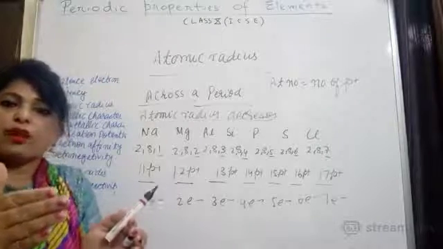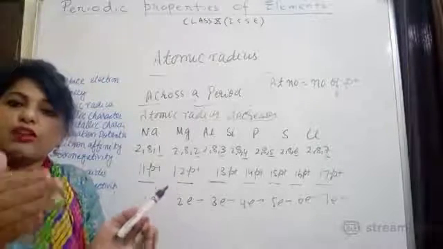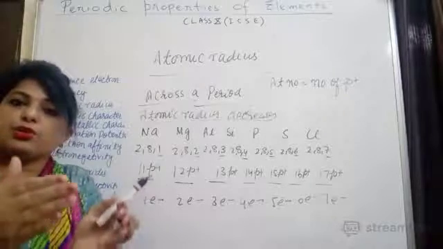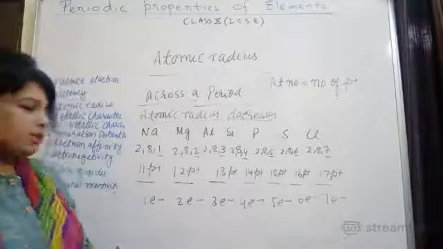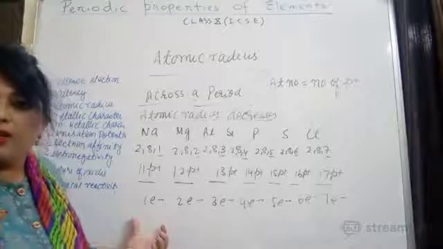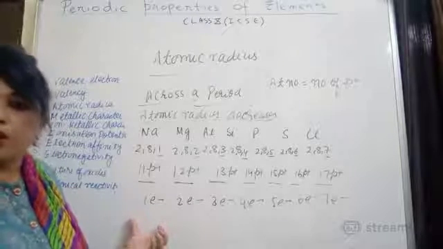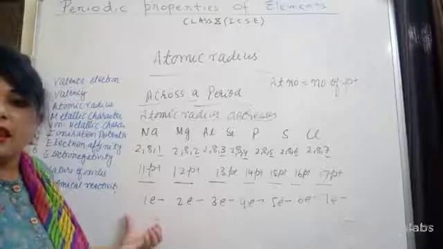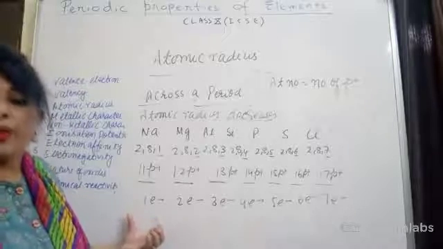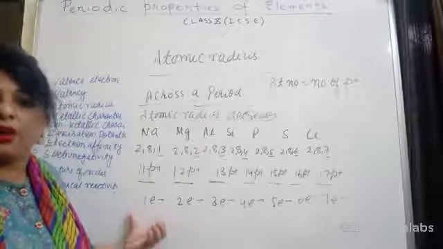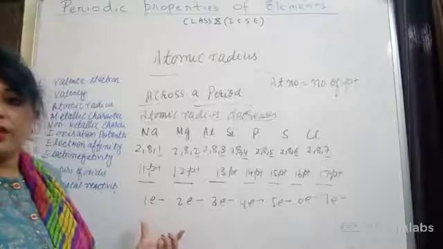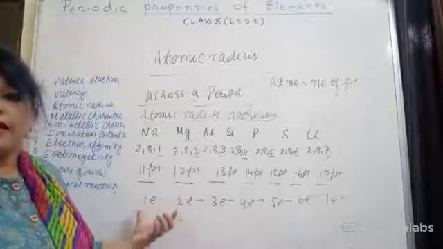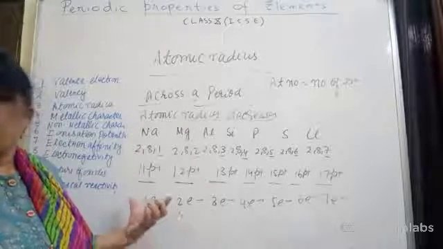Due to this, the outermost shell will shrink towards the center due to nuclear pull. So the outermost shell will experience nuclear pull toward the center. As a result, atomic size decreases across a period.